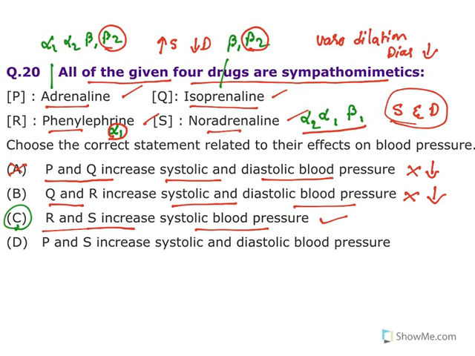Now again, P and S, adrenaline and noradrenaline, increase systolic and diastolic. No, this is not correct. So this is also wrong. So you need to understand the concept. The moment beta-2 activity is there, they cause vasodilation and diastolic blood pressure is decreased. So the right answer is R and S, phenylephrine and noradrenaline increase systolic blood pressure. So this is the correct answer.